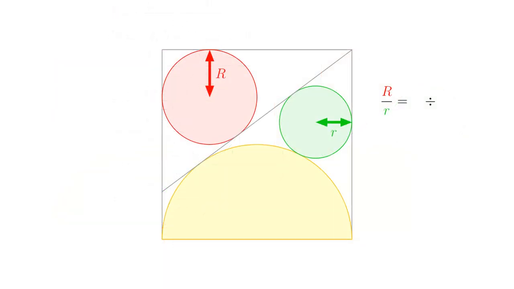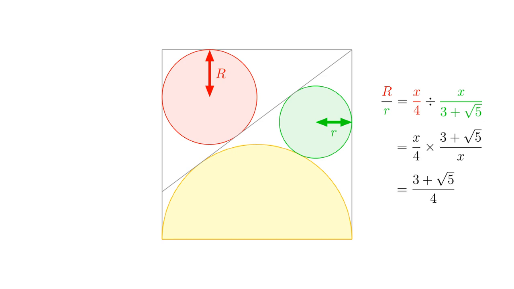Having now obtained a value for both big R and small r, we can calculate the division to find the answer to this puzzle.